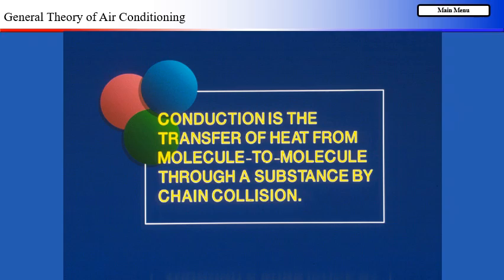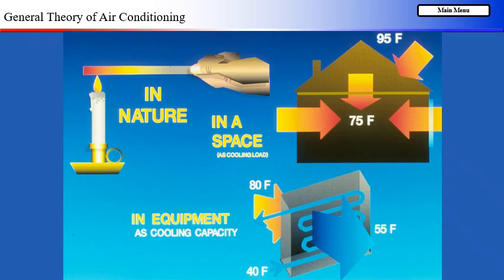Conduction is the transfer of heat from molecule to molecule through a substance by chain collision. Heat added at one place causes the temperature of the substance being heated to go up because the molecules move about more rapidly. These high-velocity molecules start a chain collision with molecules near them. The chain reaction moves throughout the material. While conduction takes place in gases and liquids, it works best when molecules are closely packed, as they are in solids.